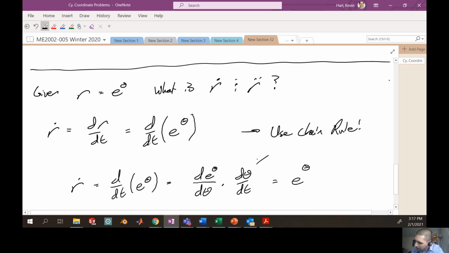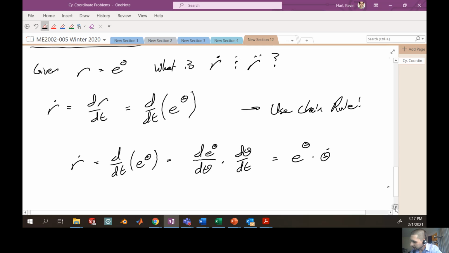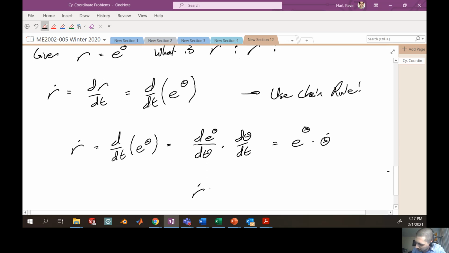And then we can identify this bit here as θ dot. So this is times θ dot. So all of this here, this is my r dot. Okay. So that's nice information to know. Maybe we can make that a little bit more clean down here by saying r dot is, now rearrange, θ dot e^θ. Nice piece of information for us.